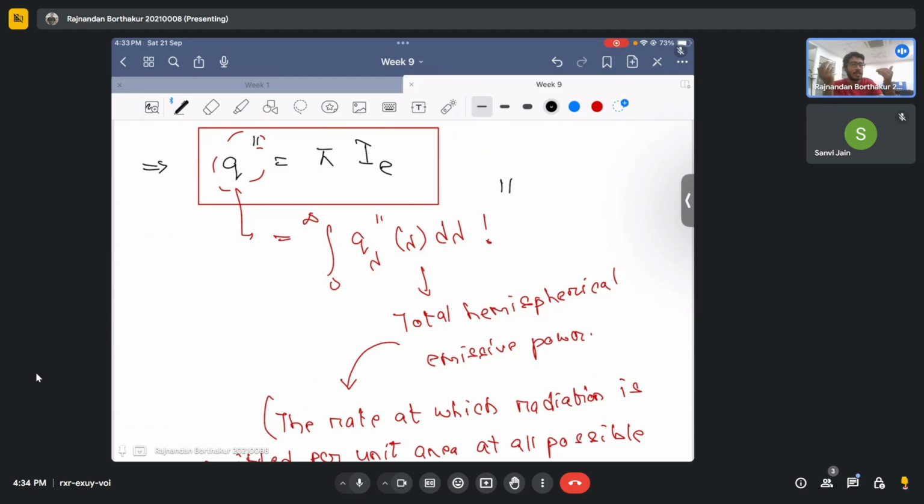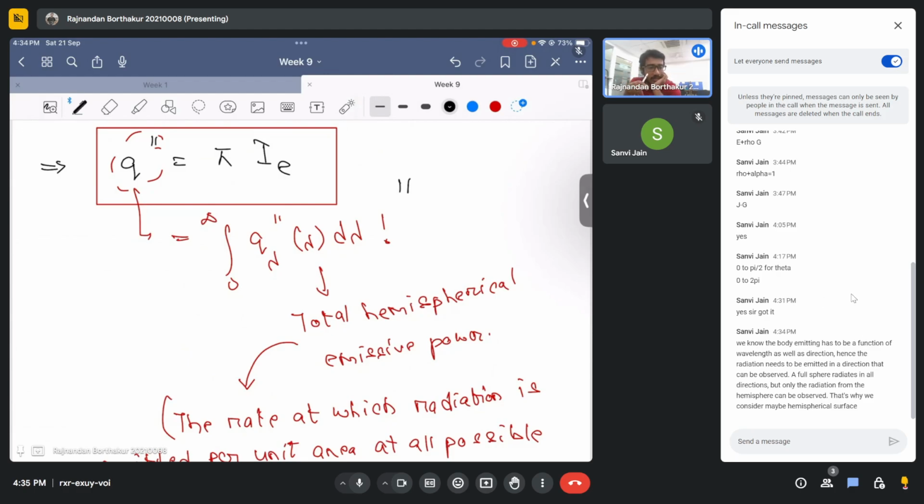But in any case, what I mean to say is that if I now have a surface which is emitting radiation in all possible directions, yes, the properties are spectral properties because they are dependent on the wavelength. But still, if it's a diffuse surface, then the properties are not a function of the direction, that is, not a function of the zenith and the azimuthal angles. And I just said that if it's a diffuse surface, we can show that the total hemispherical emissive power is equal to pi times the intensity of radiation.